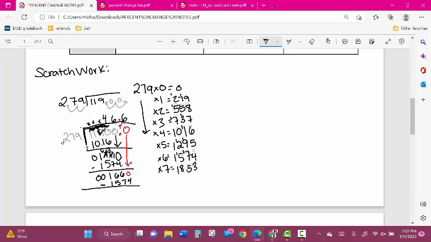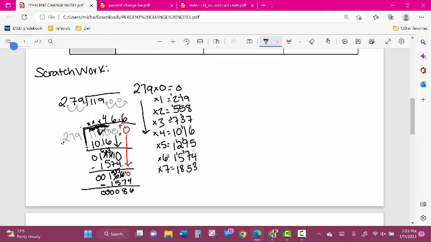I can't take 4 from 0, so I'd borrow, making the 6 tens 5 tens, and making the 0 ones 10 ones. 10 ones minus 4 ones is 6 ones. I can't take 7 tens from 5 tens, so I'll borrow from the 6, making it 5 hundreds. And the 5 tens will become 15 tens, right? So now I've got 15 tens minus 7 tens, so I'll have 8 tens. And then 5 hundreds minus 5 hundreds is 0. 1 minus 1 is 0. 0 minus nothing, 0. 0 minus nothing, 0. I don't really need all of those zeros in the front.